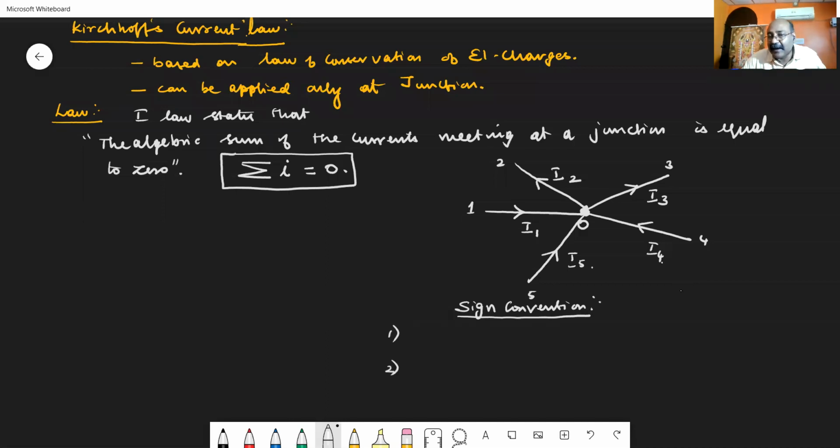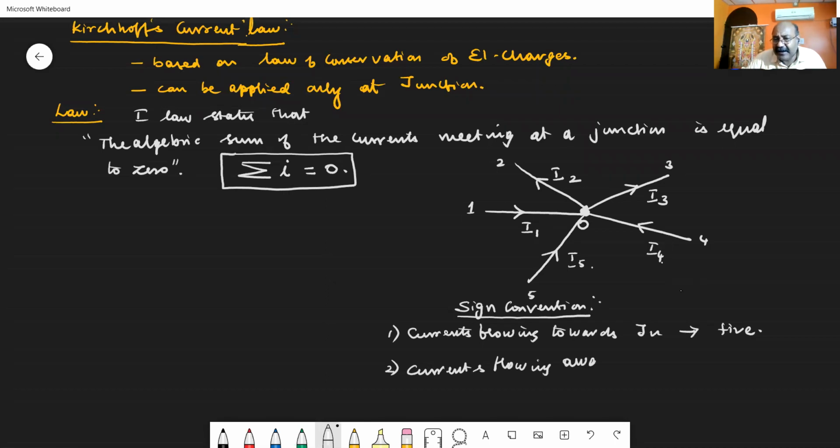Two sign conventions are applied for the first law. One is current flowing towards the junction. Currents flowing towards the junction is taken as positive. So when I am considering currents flowing away from the junction, then the sign convention is considered to be negative.